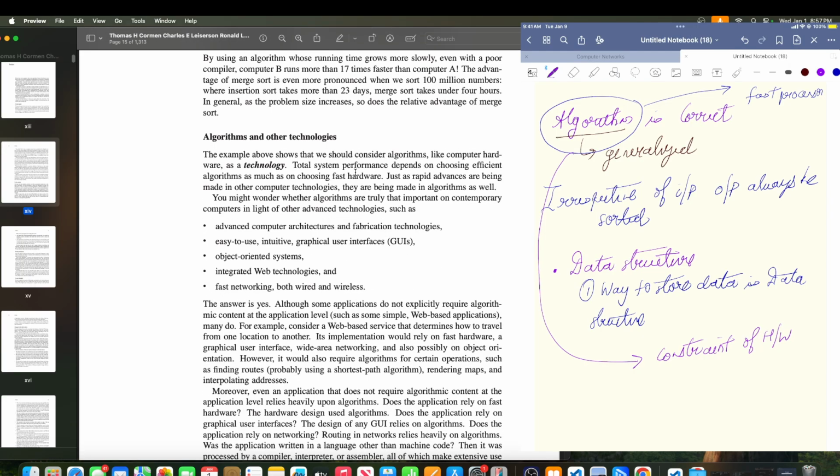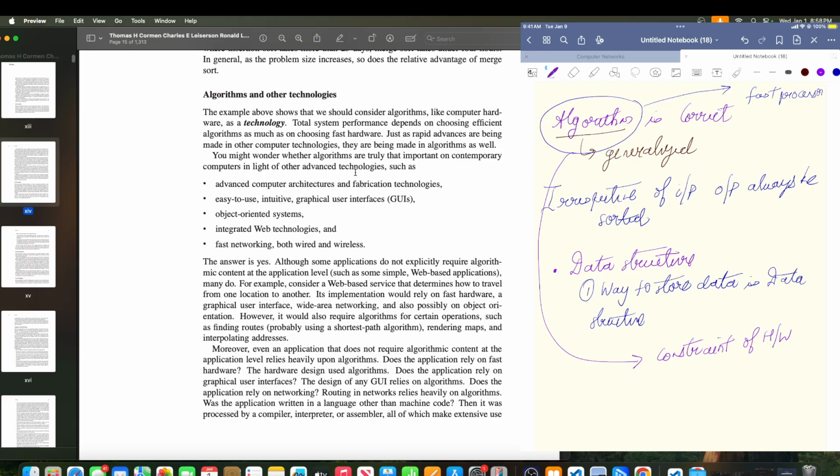Algorithms and other technologies. The example above shows that we should consider algorithms, like computer hardware, as a technology. Total system performance depends on choosing efficient algorithms as much as on choosing fast hardware. Just as rapid advances are being made in other computer technologies, they are being made in algorithms as well. You might wonder where algorithms are truly important. First is computer architectures, easy to use graphical interfaces, and fast networking, both wired and wireless. Although some do not explicitly require algorithmic content, web-based applications, such as a web-based server that determines how to travel from one place to another, rely on hardware.